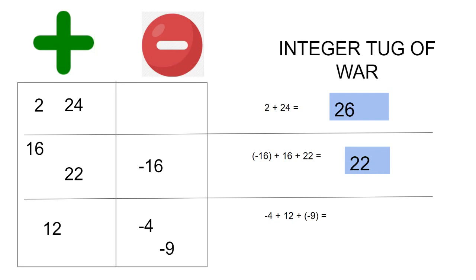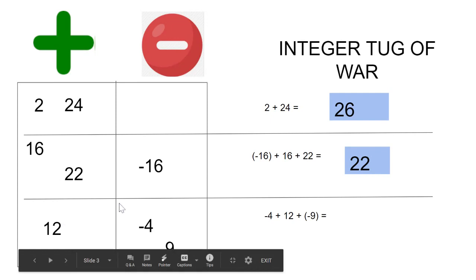And then I have to look for the absolute value. Well, the absolute value of the positive team is 12. The absolute value of the negative team is 13. So your final answer needs a negative sign.